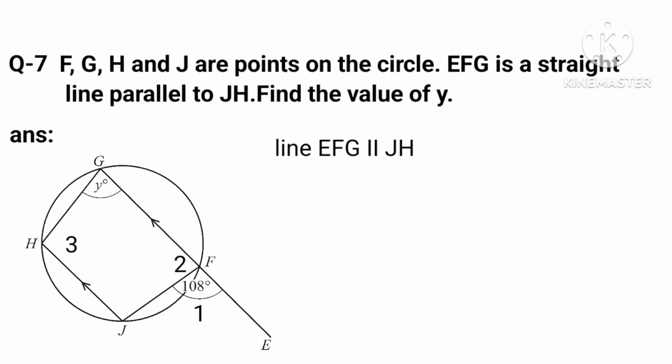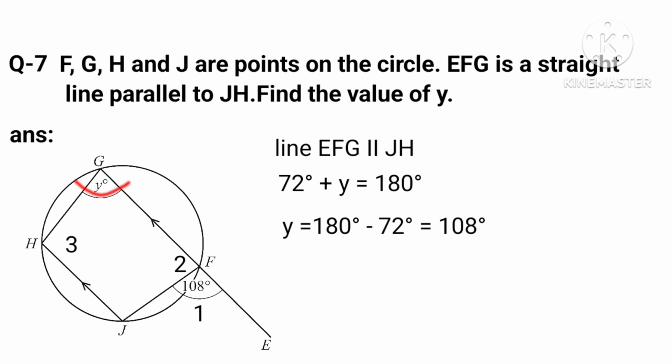Now, line EFG is parallel to JH. Therefore, 72 plus y equals 180. Y equals 180 minus 72 equals 108 degrees.